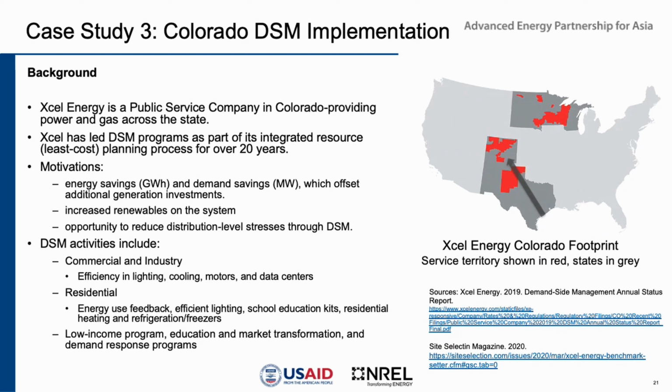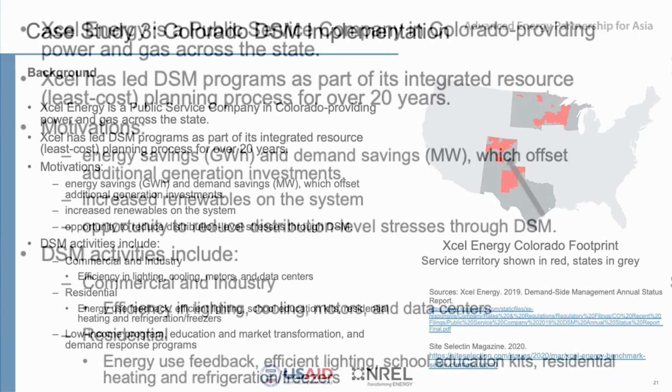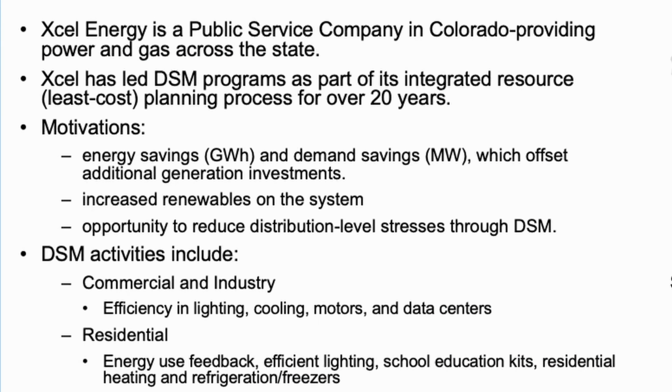Okay, now let's move to our third case study, which takes place in Colorado with the utility Xcel Energy. Xcel Energy provides power and gas to many consumers in the state of Colorado, and they've been conducting demand-side management programs as part of their integrated resource planning for over 20 years. And the benefits that Xcel sees in doing demand-side management in Colorado is both energy savings and demand savings, which offset the need to invest in additional generation and transmission.